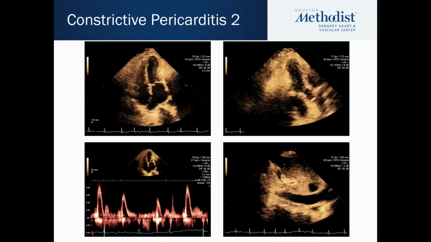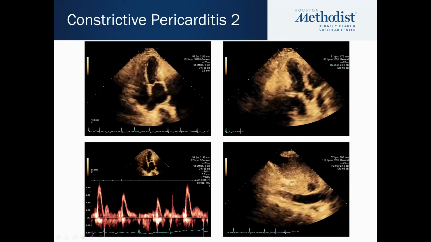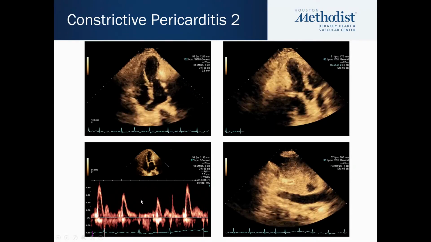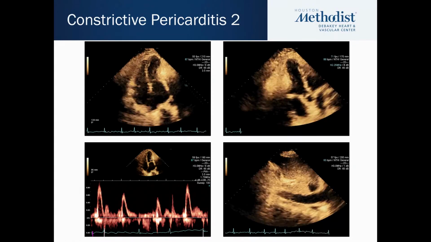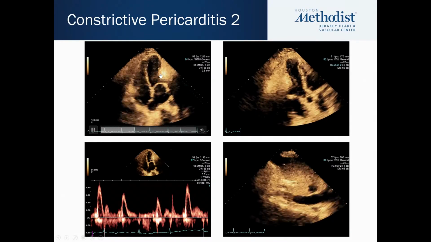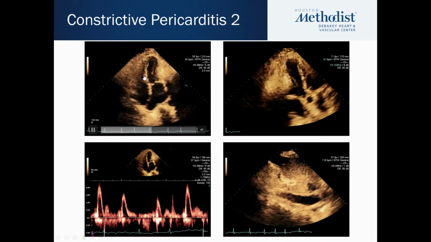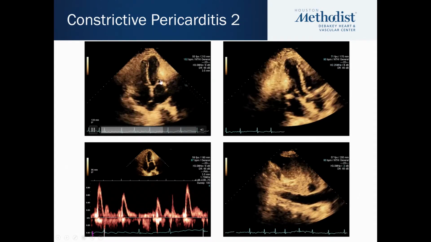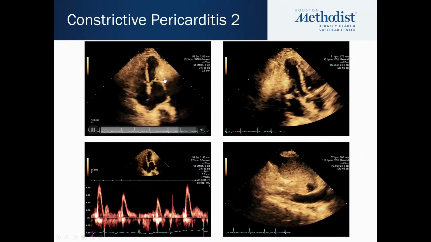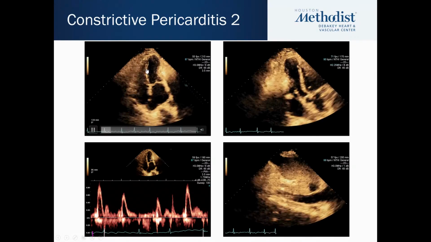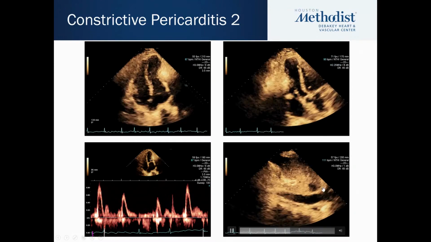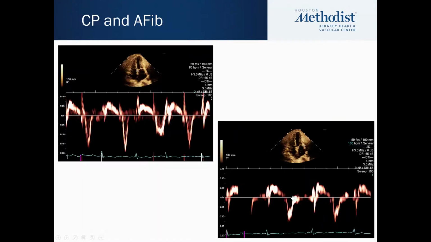Now, here's another case. For this one, the patient is in AFib. What can we do? There's already variation in mitral inflow here, but one could argue that this is all just AFib. Notice how the heart looks. Notice how it's sort of elongated and tubular. Look at this chunk here that really is unexplained. Notice the paradoxical septal motion and the IVC plethora. So this is constriction with AFib.